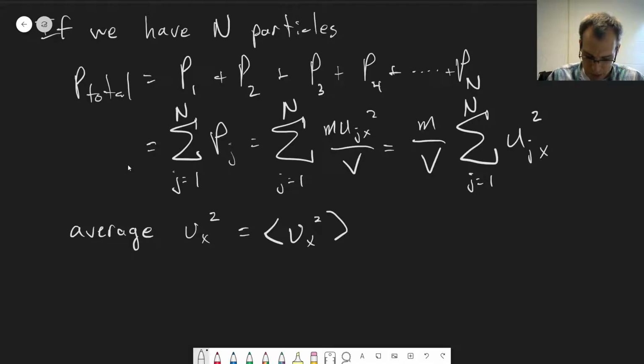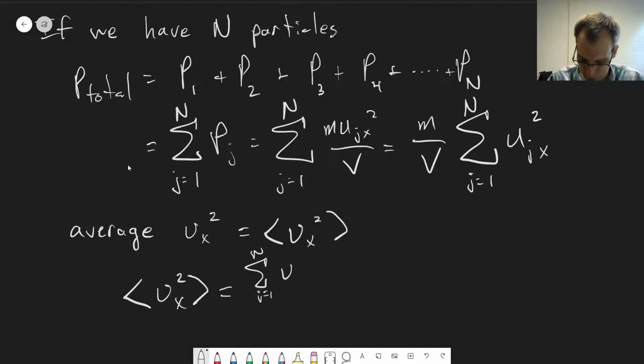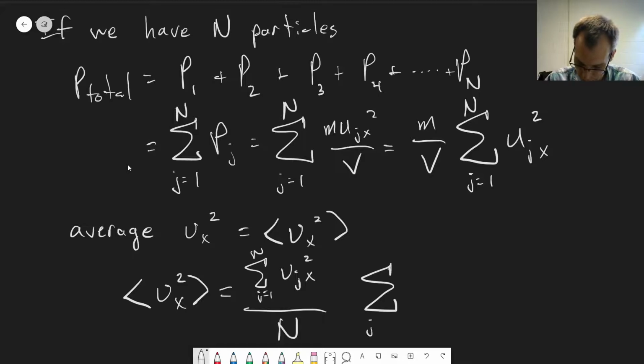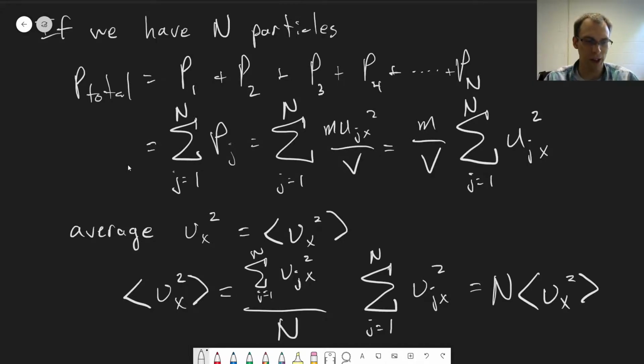Okay, now let's just go with what's the definition of an average. The average value of ux squared is we add up all the different values of ux squared, and then we divide by the total number of values, right? That's how we define an average: you add up everything, divide by the number of things that you added up. Okay, so we can rewrite this to express this sum in terms of the average, so that we don't have to deal with this sum anymore. So it's just going to be big N times the average velocity in the x direction squared.